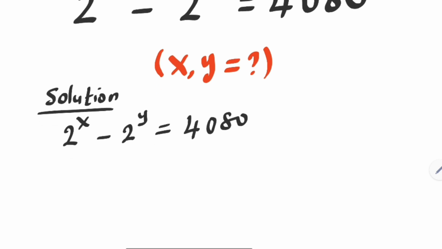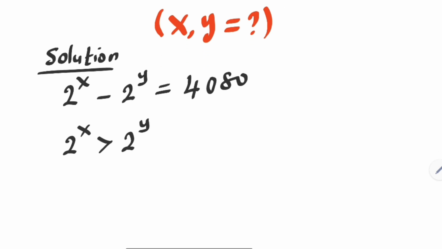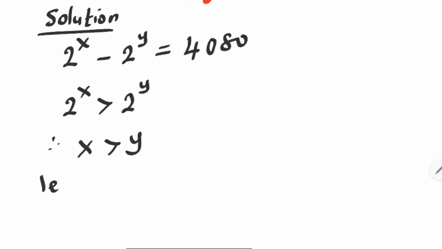We have 2 raised to power x here is greater than 2 raised to power y. Therefore, x is greater than y. Let x be equal to y plus k, where k is any integer.